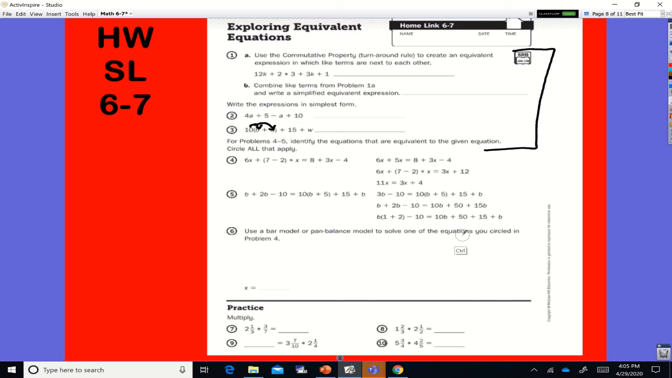Then you're going to use the bar model to solve one of these equations that you circled, the ones that are equal. Down here, you're multiplying fractions. Make sure if we have a mixed number again, well, I'll do number 7 with you, 2 1/3 times 3/7. We always called that the fish. 3 times 2 is 6, plus 1 more is 7 over 3, times 3 over 7. Well, that gives me 21 over 21. 21 divided by 21 is 1. Okay, so that is what you are doing there.